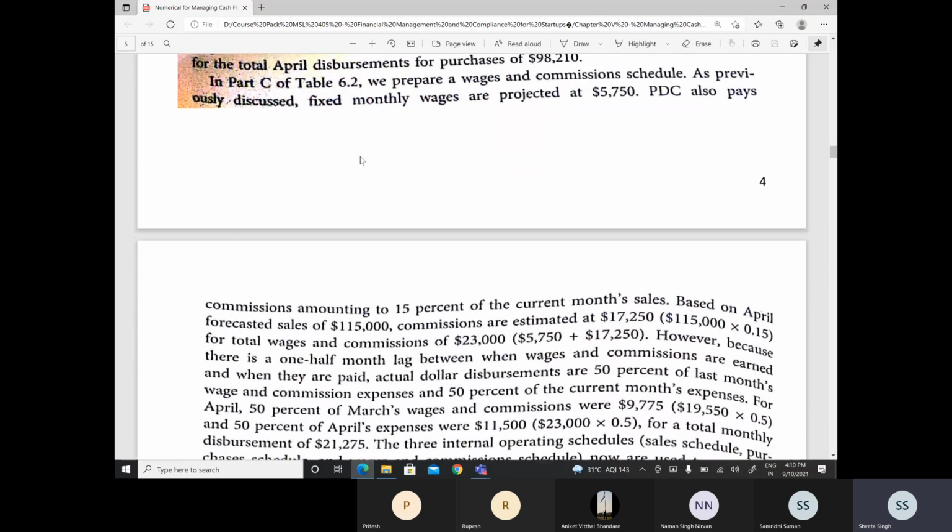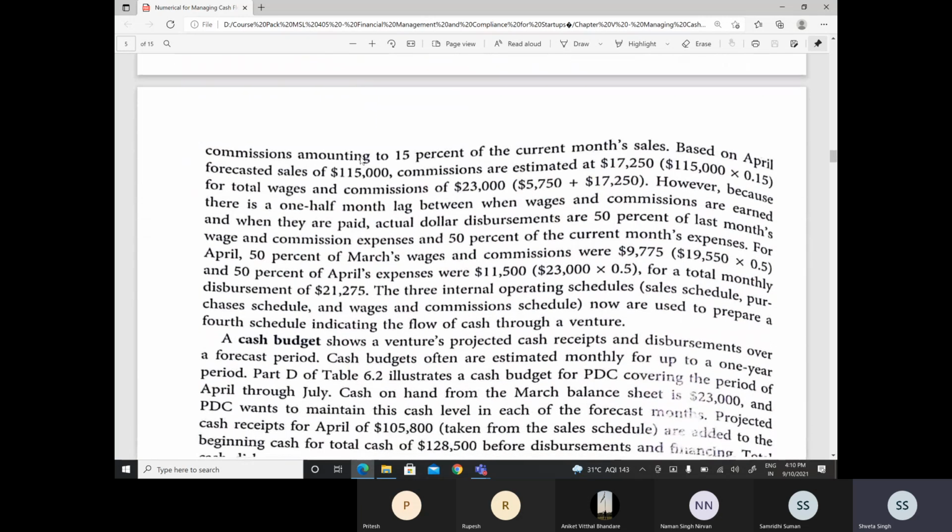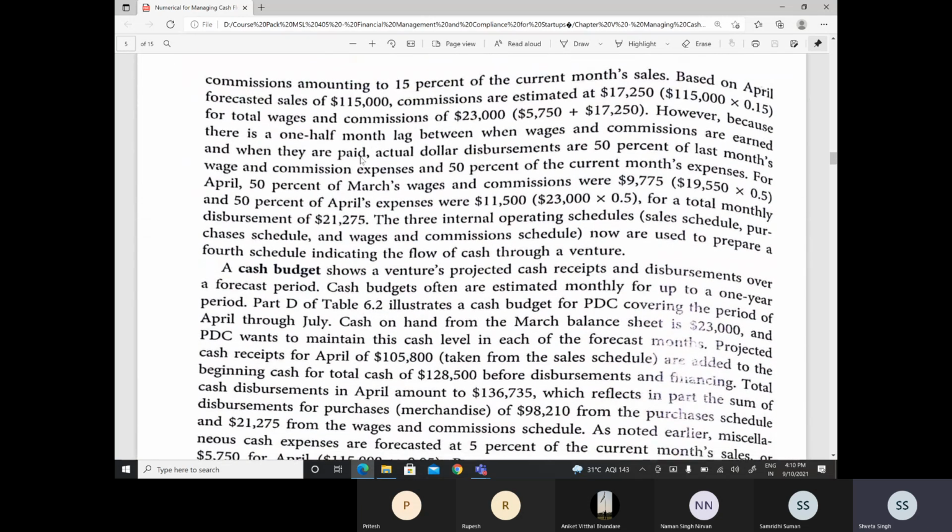In part C of table 6.2, we prepare a wages and commissions schedule. As previously discussed, fixed monthly wages are projected at 5,750 and PDC also pays commissions amounting to 15% of the current month's sales. Based on April's forecasted sales of $115,000, commissions are estimated at 17,250, which is 115,000 into 15%, for total wages and commissions of 23,000. That is fixed component plus this variable component.